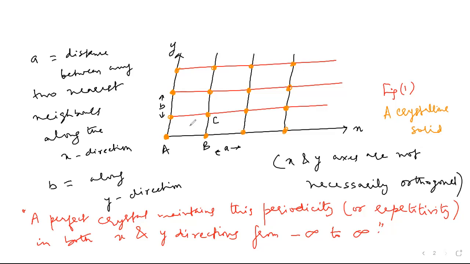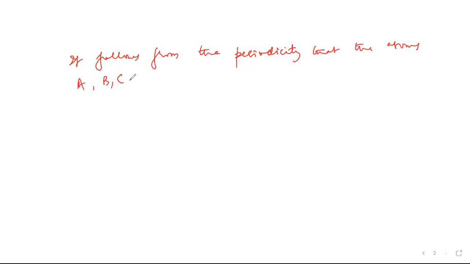Now you can see I have named 3 atoms A, B, and C, and when there is periodicity, that means the atoms A, B, C, etc., that means all the atoms are equivalent, right? So from periodicity, it follows, periodicity means the pattern is repetitive, it repeats, and it follows from the periodicity that the atoms A, B, C, which we have labeled, and all others, etc., are equivalent, right?